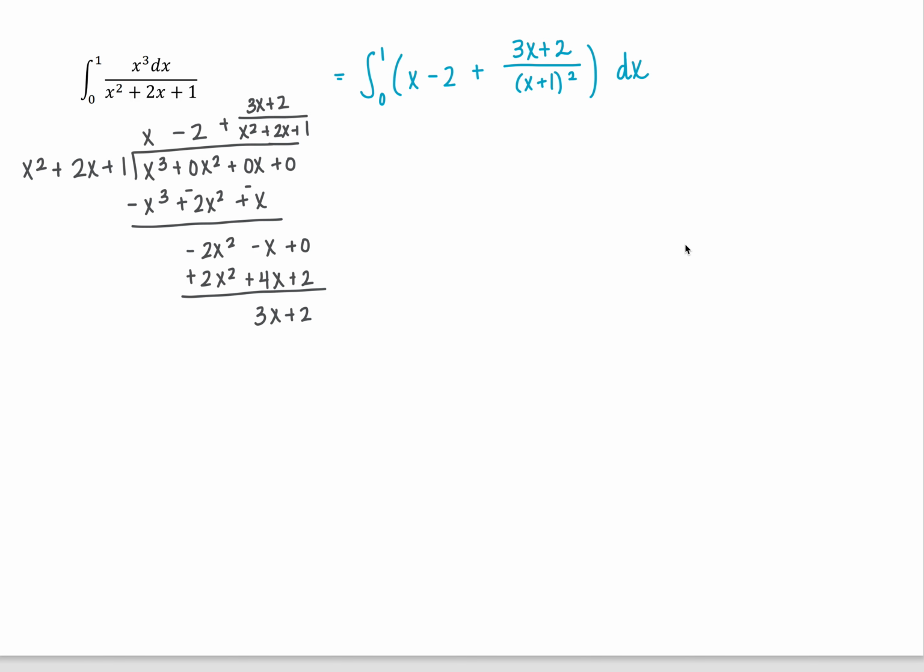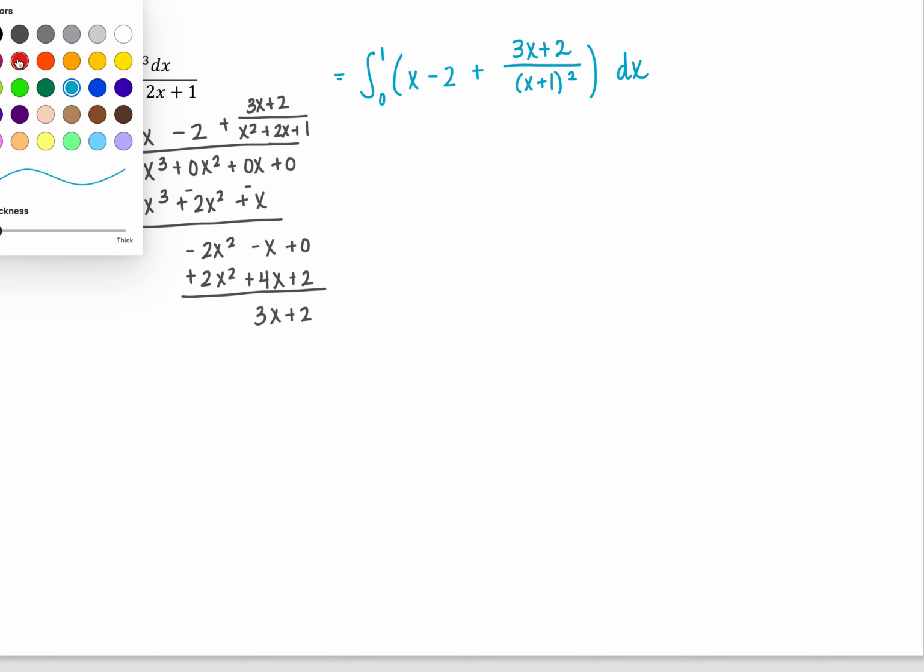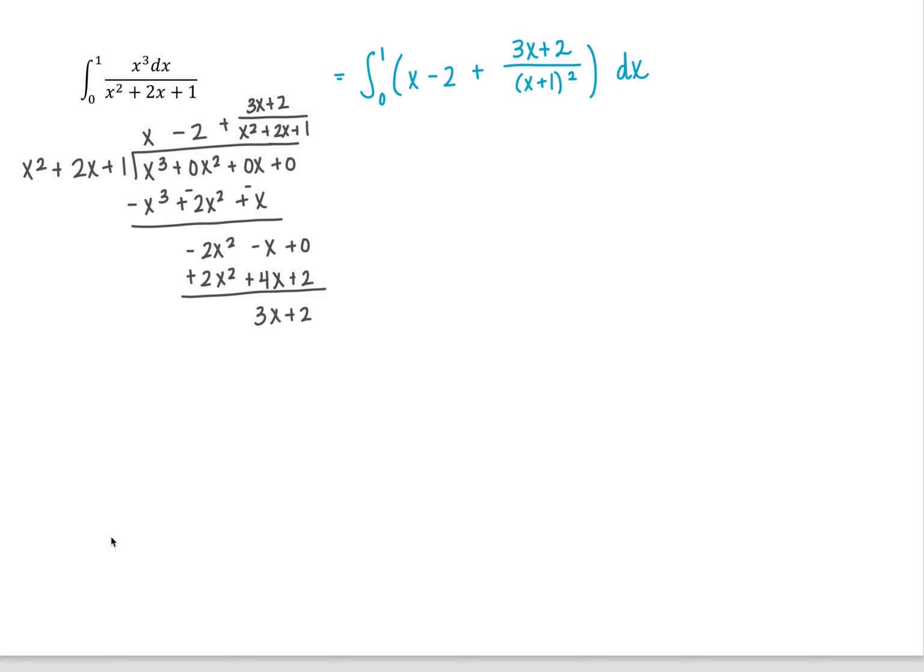The way we'll do partial fractions for this one is I'm going to let A be over x plus 1, and then B is going to be over x plus 1 quantity squared. So I'm switching colors again. I'm going to work down here for the partial fractions. So the x minus 2 we can leave be. We can just integrate that. That's really easy. But looking at the fraction, I've got 3x plus 2 over the denominator. So again, I'm going to write that as A over x plus 1, just this factor to the first power, and then B over that factor squared.